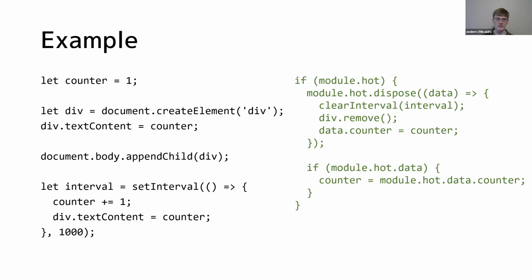This is run right before the module is replaced. And within this, we clear the interval, remove the DOM element, and preserve the current counter value. Then when the new version of the module is run, we can restore the counter to the old value. So in the UI, it looks like it kept running.